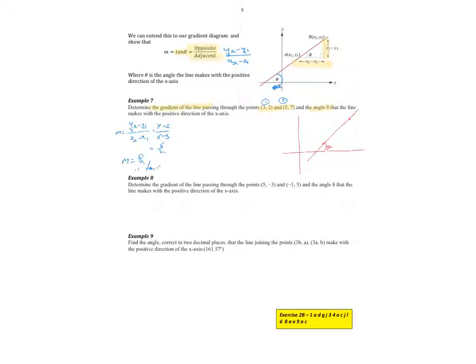So that means that tan of the angle that the line makes is equal to 5 on 2. So to find the angle, we use our tan inverse relationship. So theta equals tan inverse of 5 on 2. And if we work out tan inverse of 5 on 2, we get 68.2 degrees. So what that means is that angle that our line makes with the x-axis is 68.2 degrees.